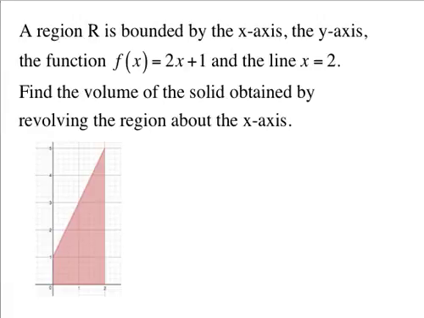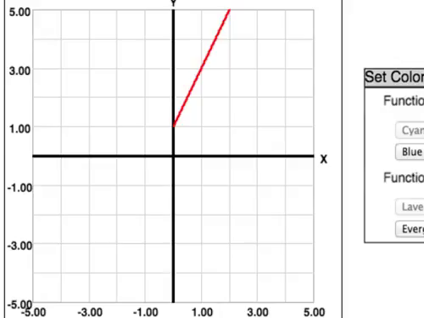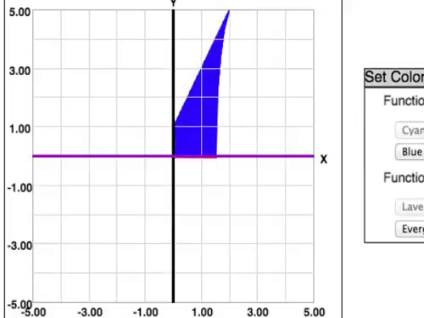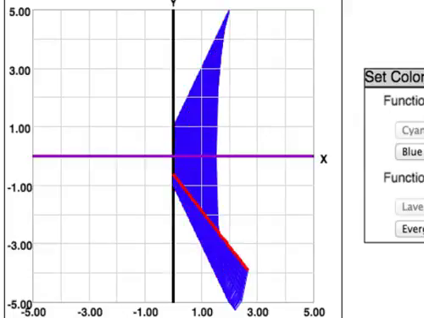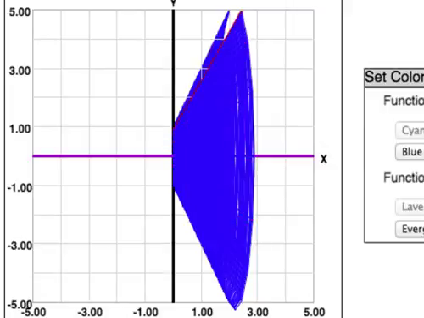It's actually a frustum, or maybe you think of it as a Christmas tree stand of sorts, but the whole thing is solid. We want to visualize what that surface of revolution is going to look like. So I've got a graph here. Here is 2x plus 1, and I want to revolve it around the x-axis. Let's go ahead and do that and see what it looks like. And that gives us a solid of revolution.